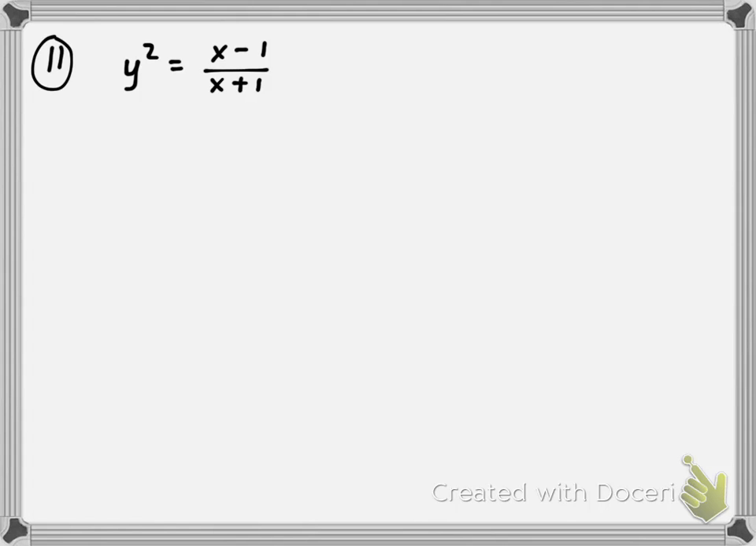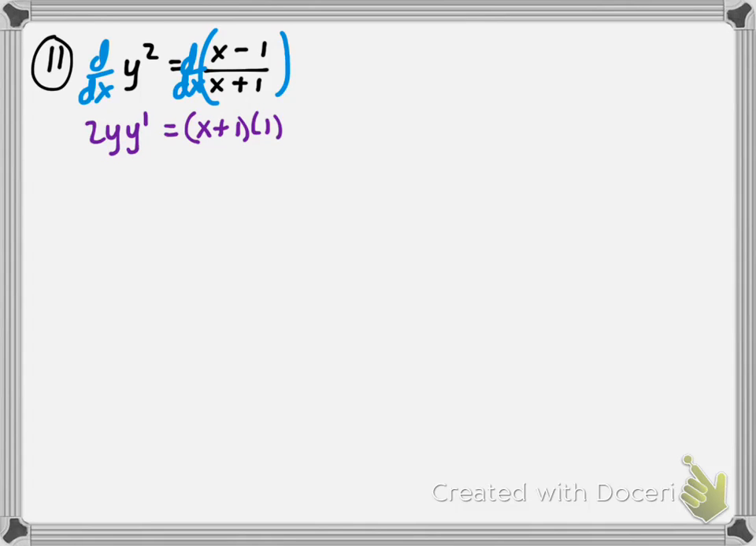Number 11, we can see the relationship between x and y. Y is not by itself. It's not explicitly defined in terms of x. And so we're going to take the derivative of both sides with respect to x. That gives us, on the left side, the derivative of y squared is 2y times y prime, equaling the derivative of the quotient. That's the low d high minus the high d low over low squared, x plus 1 squared.